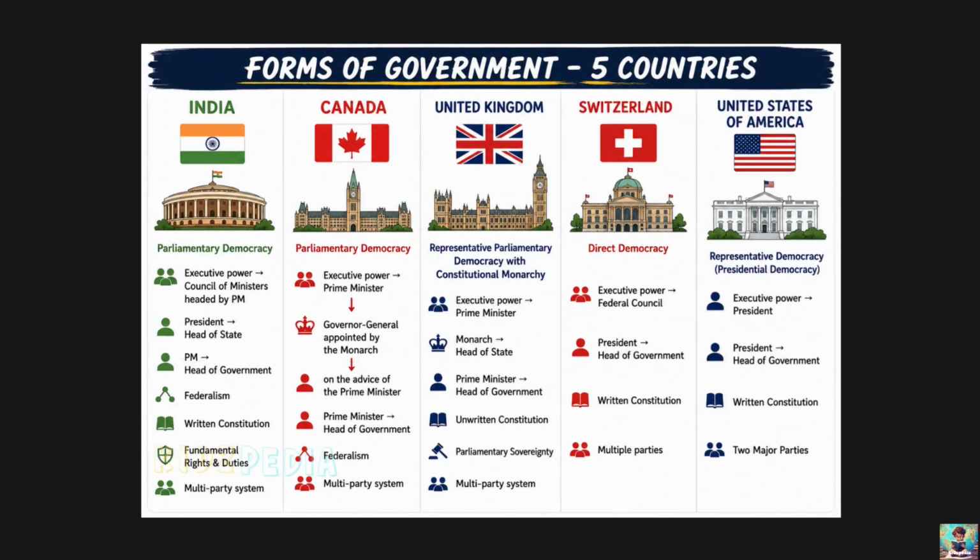So, all 5 countries are democracies, but they do not organize their governments in exactly the same way. India and Canada have parliamentary democracies. The United Kingdom has a parliamentary democracy with a constitutional monarchy. Switzerland has direct democracy and the United States has a presidential democracy. So, democracy can take different forms in different countries.